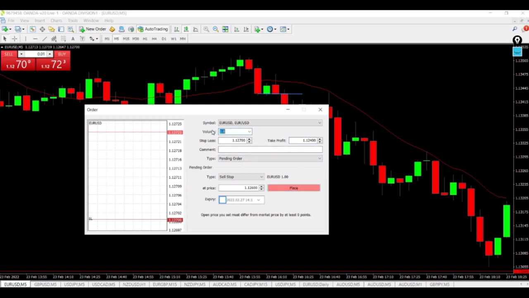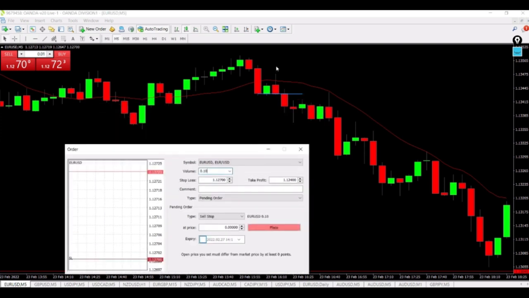Remember, you have to actually calculate your size, whatever size you want to use. Let's say we're using a mini lot, so we get in right here, 1.0, okay, and we want to get in and press place, and that's it. You are in the market. It will have your take profit in place and your stop loss and everything else in place. Okay, so that's how you get in the market if you want to get in.